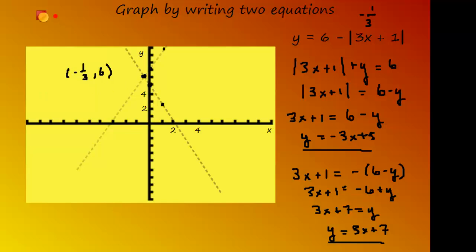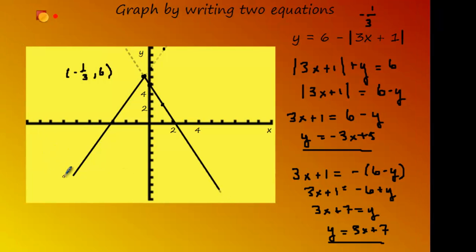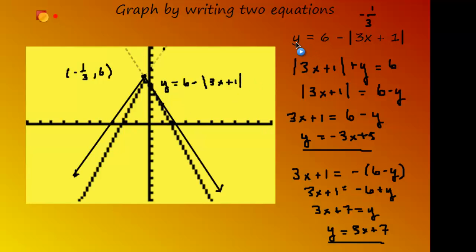And then again, we know that it opens down, so from our vertex, we do the rays going down. So here's my vertex, so this is going to go this way, and this one's going to go this way. So this would then be the graph of my absolute value function. And then again, I want to label this, so I put the original equation on here, negative absolute value of 3x plus 1. And so that would be the graph of this equation. And if I put this on here, you'll notice that it's pretty close.